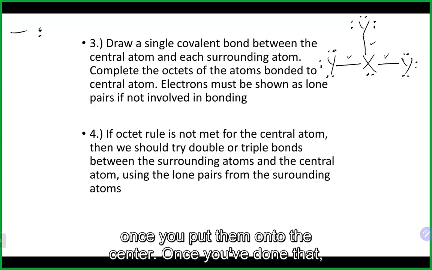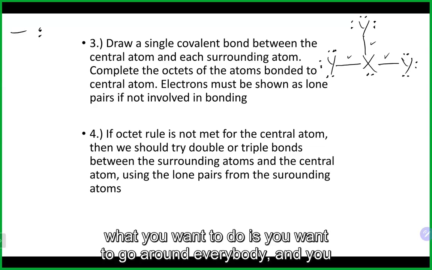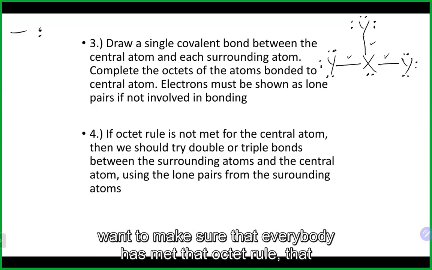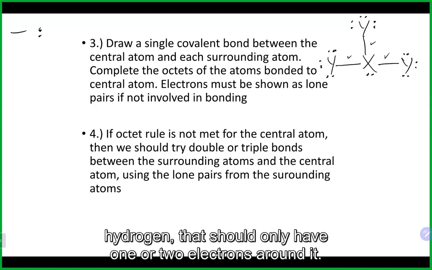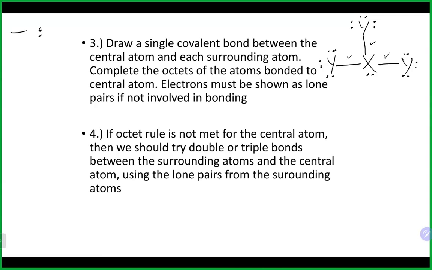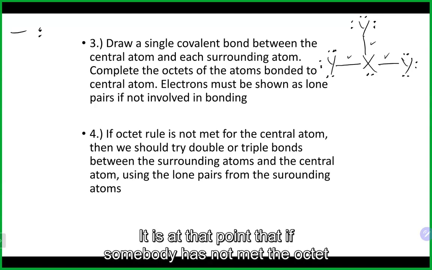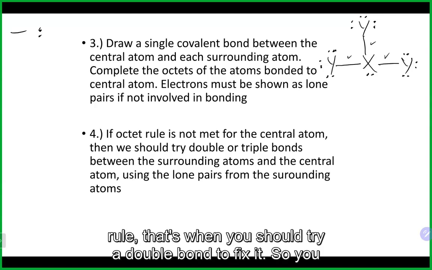Once you've done that, you want to go around everybody and make sure that everybody has met the octet rule, that everybody has 8 electrons around it, except for obviously hydrogen, which should only have 1 or 2 electrons around it. It is at that point that if somebody has not met the octet rule, you should try a double bond to fix it.